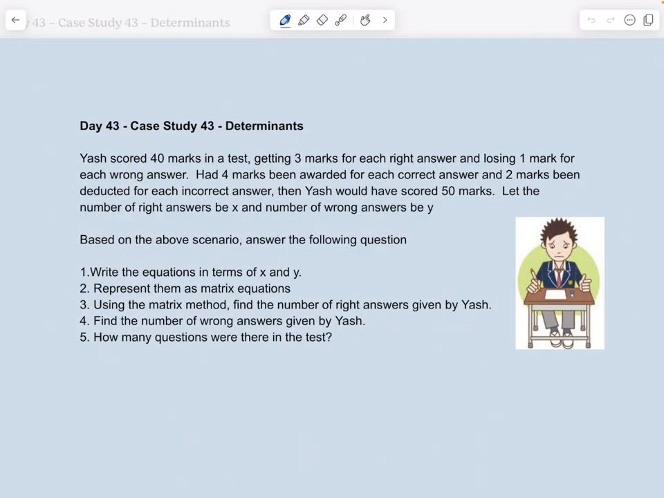The question goes like this. Yash scored 40 marks in a test, getting 3 marks for each right answer and losing 1 mark for each wrong answer. Had 4 marks been awarded for each correct answer and 2 deducted for each incorrect answer, then Yash would have scored 50 marks. Let the number of right answers be x and the number of wrong answers be y. Based on the above scenario, answer the following questions.